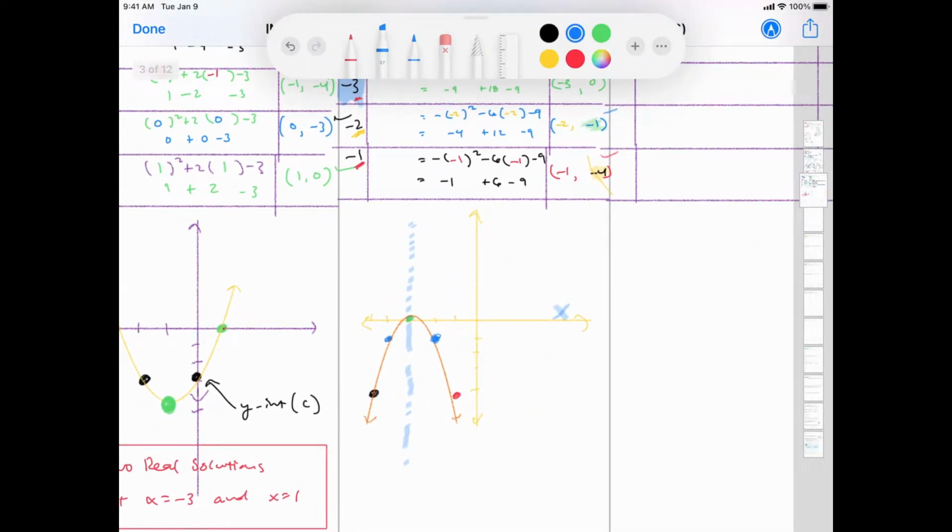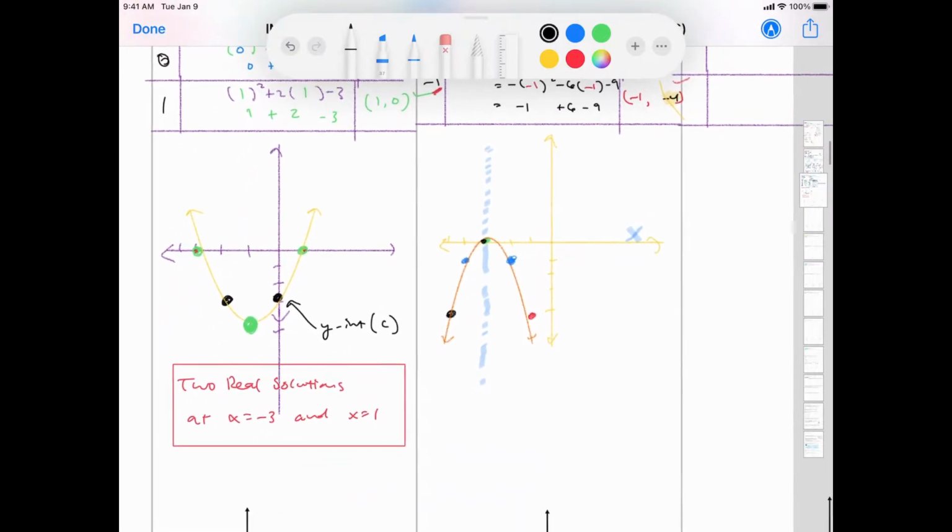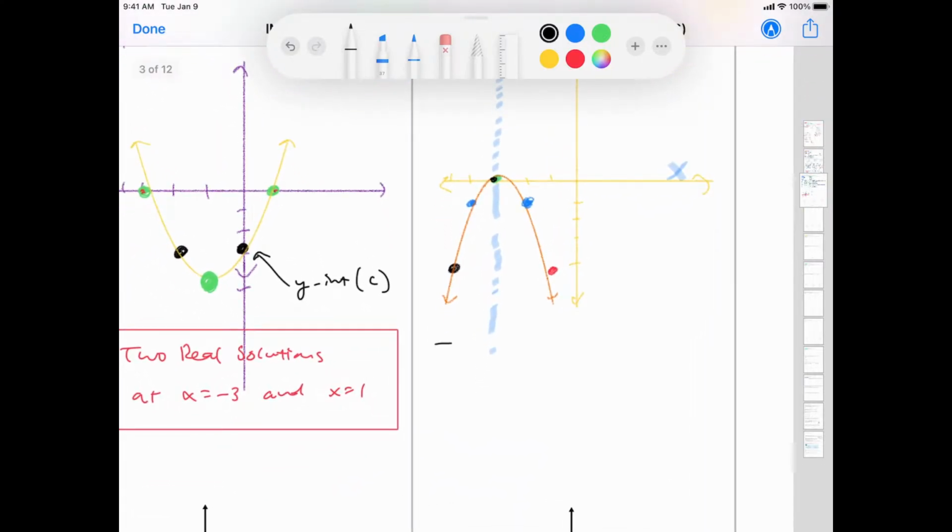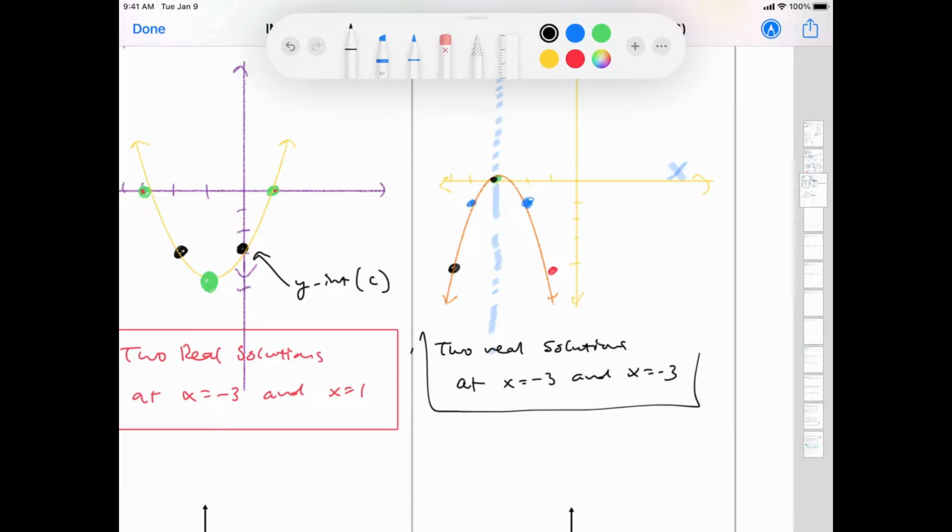And how many times does this, well, remember, it crosses once, but that's a double root or double solution. So we're going to say 2 real solutions, x equals negative 3 and x equals negative 3. Or again, you could have said something like 2 real solutions at x equals negative 3 with a multiplicity of 2.